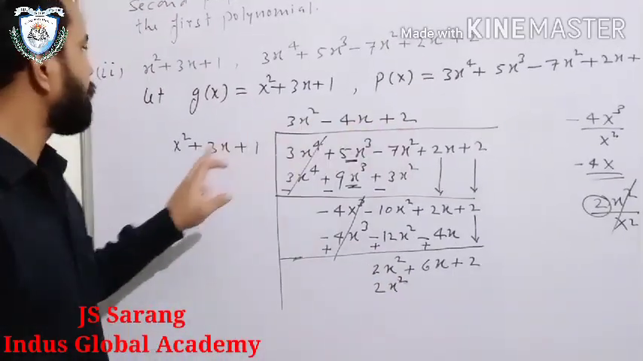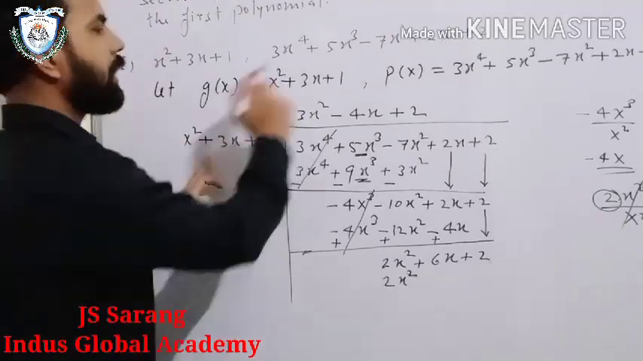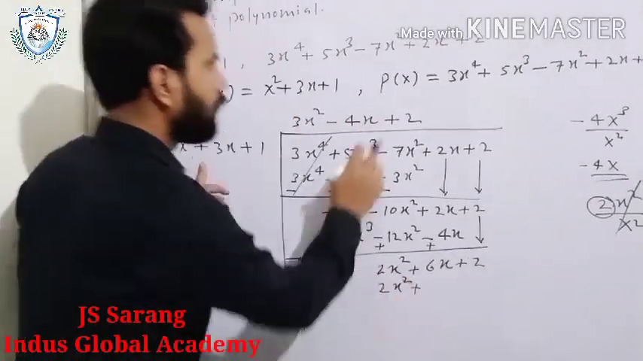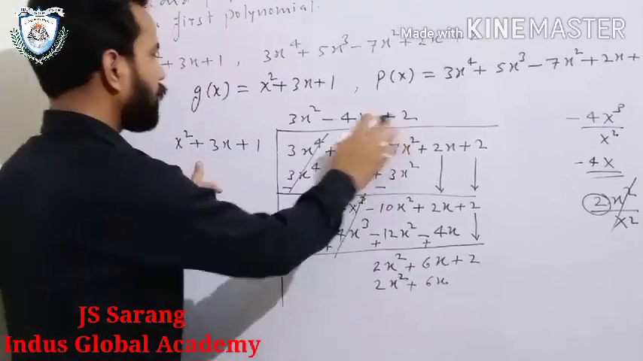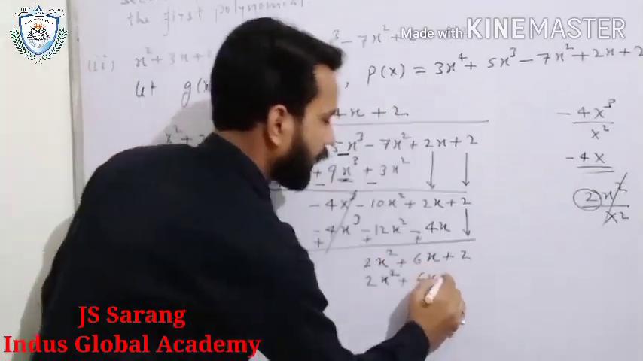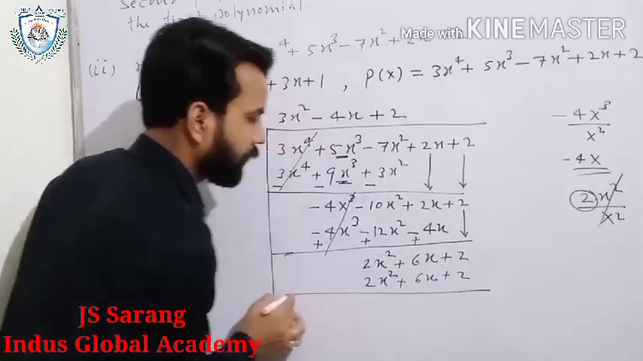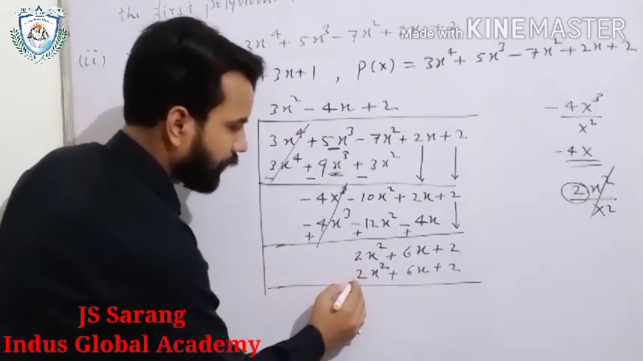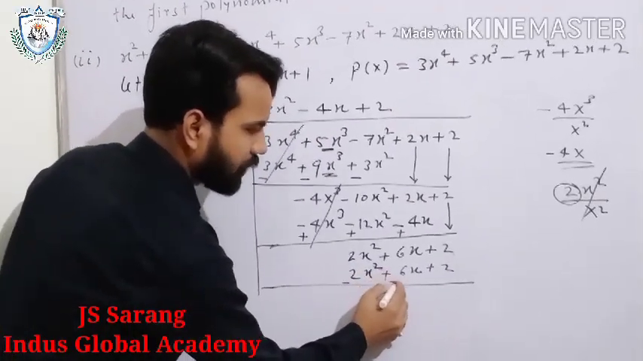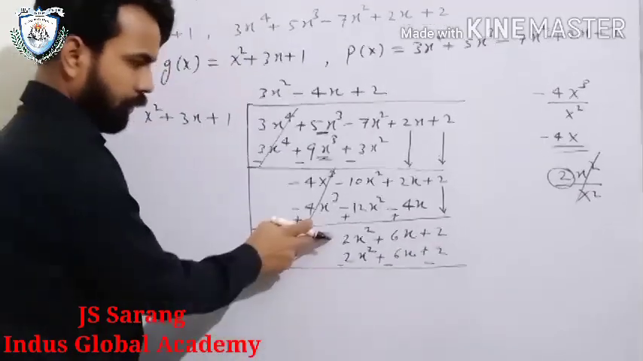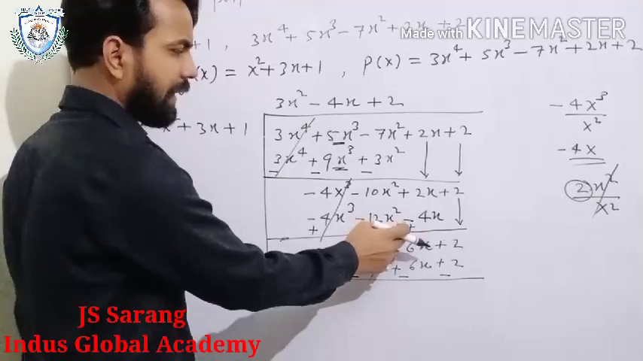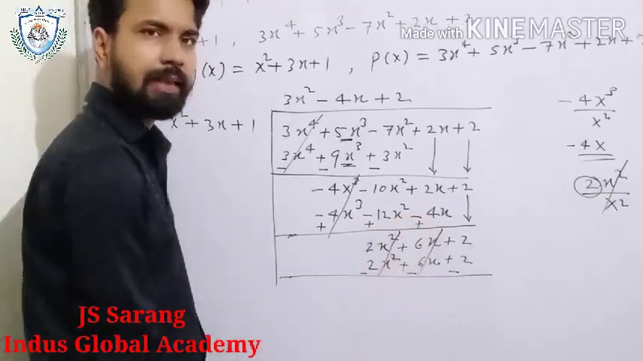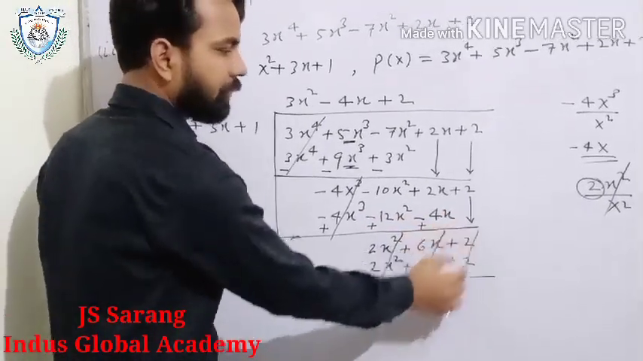Now this plus 2 is multiplied by plus 3x. So plus into plus will be plus, 2 3s are 6x. Now this plus 2 is multiplied by plus 1, so again we will get plus 2. Now we will change the sign. This 2x square will be negative. This is positive, negative, positive, negative. 2x square positive, 2x square negative, cancel. 6x positive, 6x negative, cancel. 2 positive, 2 negative, cancel.